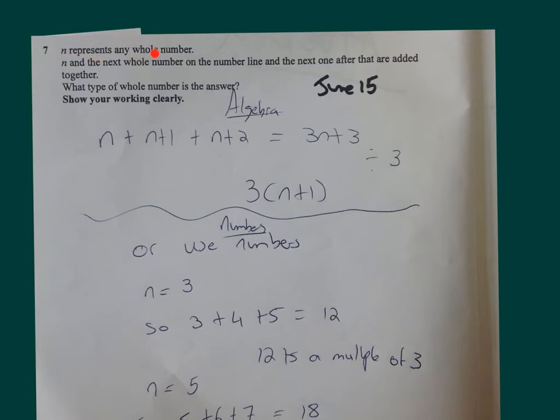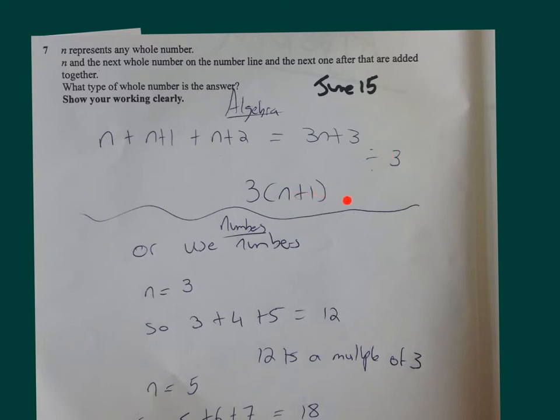N represents a number. N, the next whole number on the number line, and the next one after that are added together. So basically you pick a number, the number next to it is added, and the number next is added. What type of whole number is the answer? Well, they want you to use algebra. So that's n. Then the next number is n plus 1, and the one after that is n plus 2. If you add all the n's, that gives you 3n plus 3. And if you factorise that, it gives you 3 brackets n plus 1.